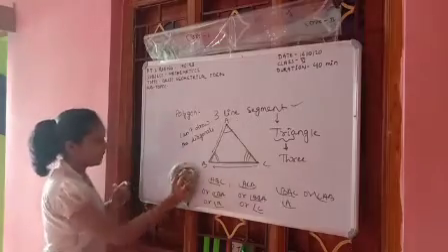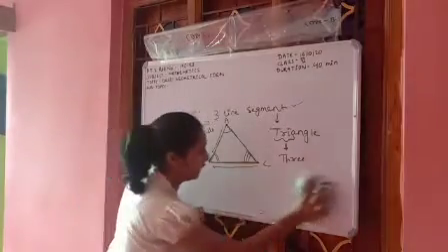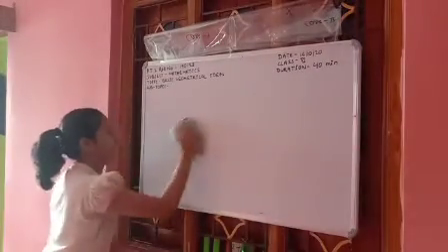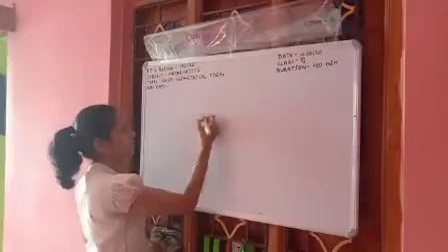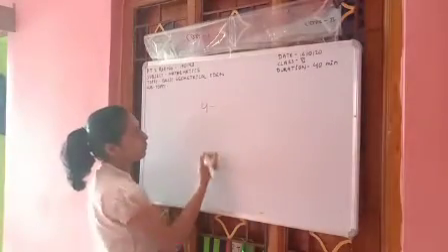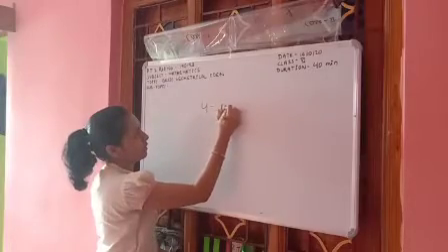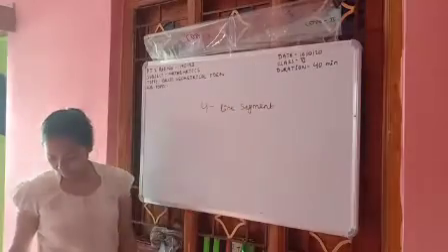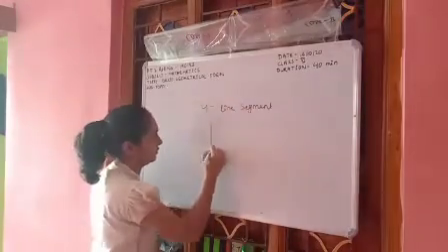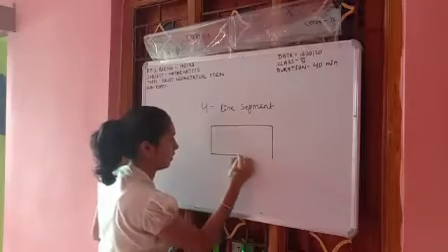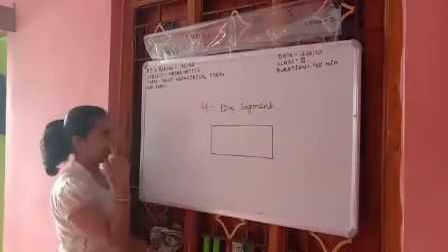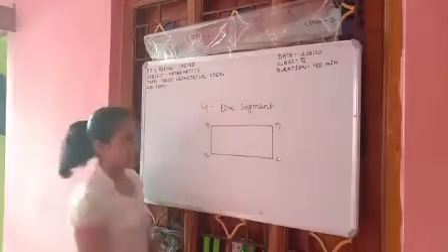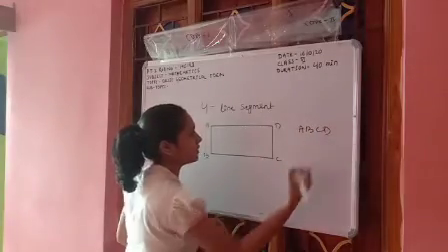Then we see another polygon. Please draw the polygon made up of 4 line segments. Yes, you have done it like this. Name it as A, B, C, D. This is a polygon A, B, C, D.